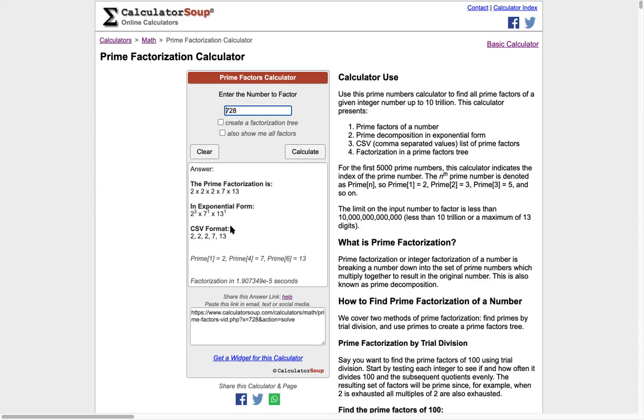CSV format just means comma separated values. It's the same list of numbers, but instead of writing it as an equation, they're just separated by commas.